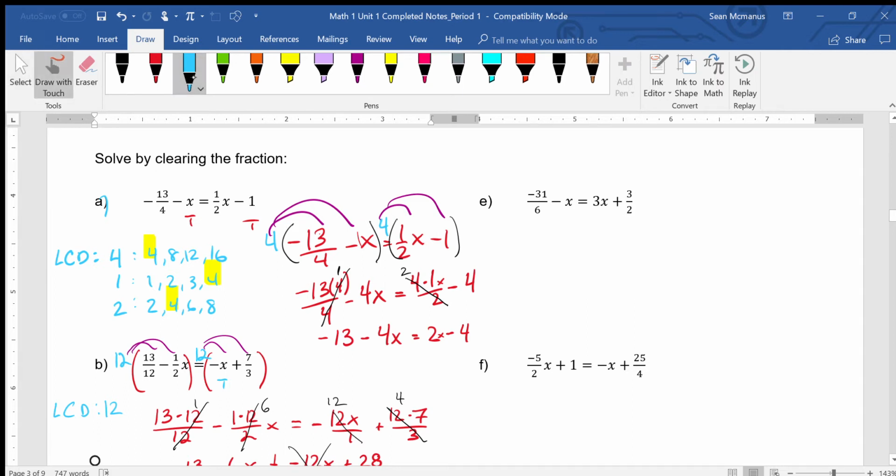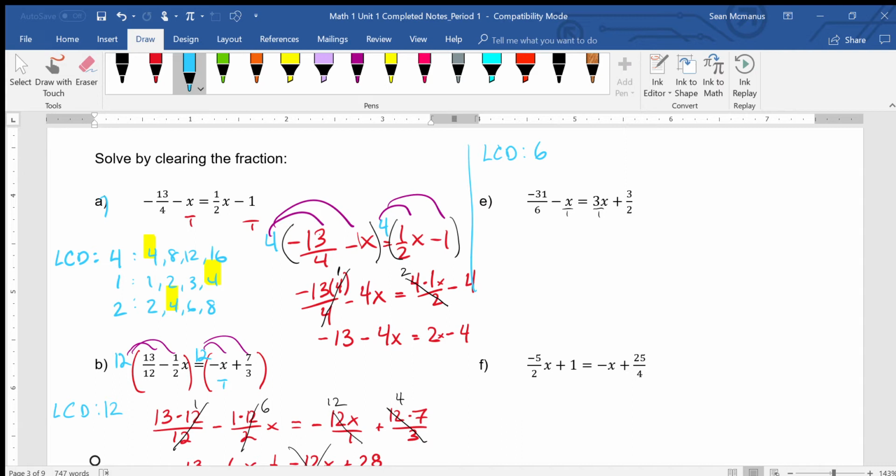For problem E, the lowest common denominator. Again, if there's nothing on the bottom, that means it's over 1. So our denominators are 6, 1, 1, and 2. So the lowest common denominator, the smallest thing they would all go into, is 6.